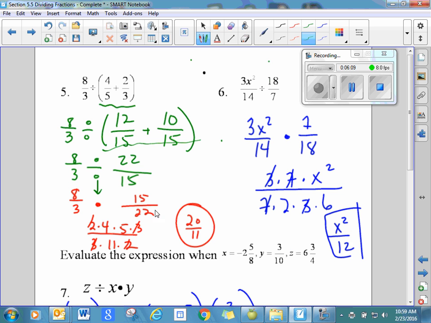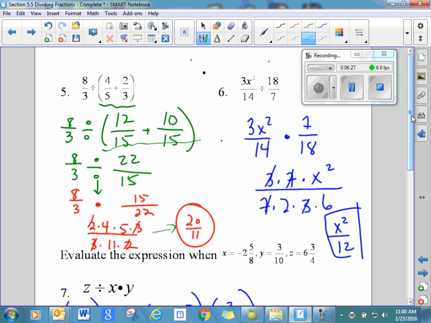And finally, I'm ready for the single fraction bar. Make your 8, 4 times 2, your 15, 3 times 5. Here's the 3, and we split the 22 up into 11 times 2. Now I have several things that'll cancel, and I put it back together again.